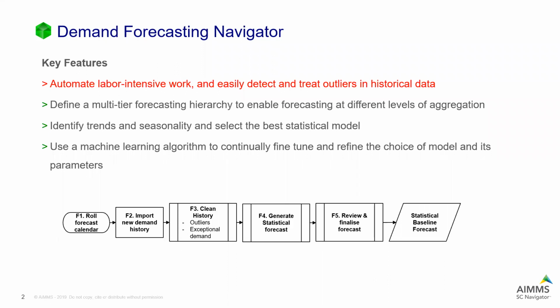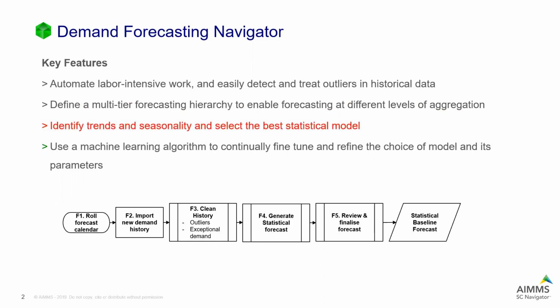So one of the first things we've tried to do is automate labor intensive work. So bringing in of history, identifying outliers in that history, treating those outliers and cleaning the history, then being able to define multiple levels to your forecasting hierarchy, so that you can forecast at different levels of aggregation. You should be able to get a better statistical forecast at greater levels of aggregation, and then disaggregate it down to lower levels.